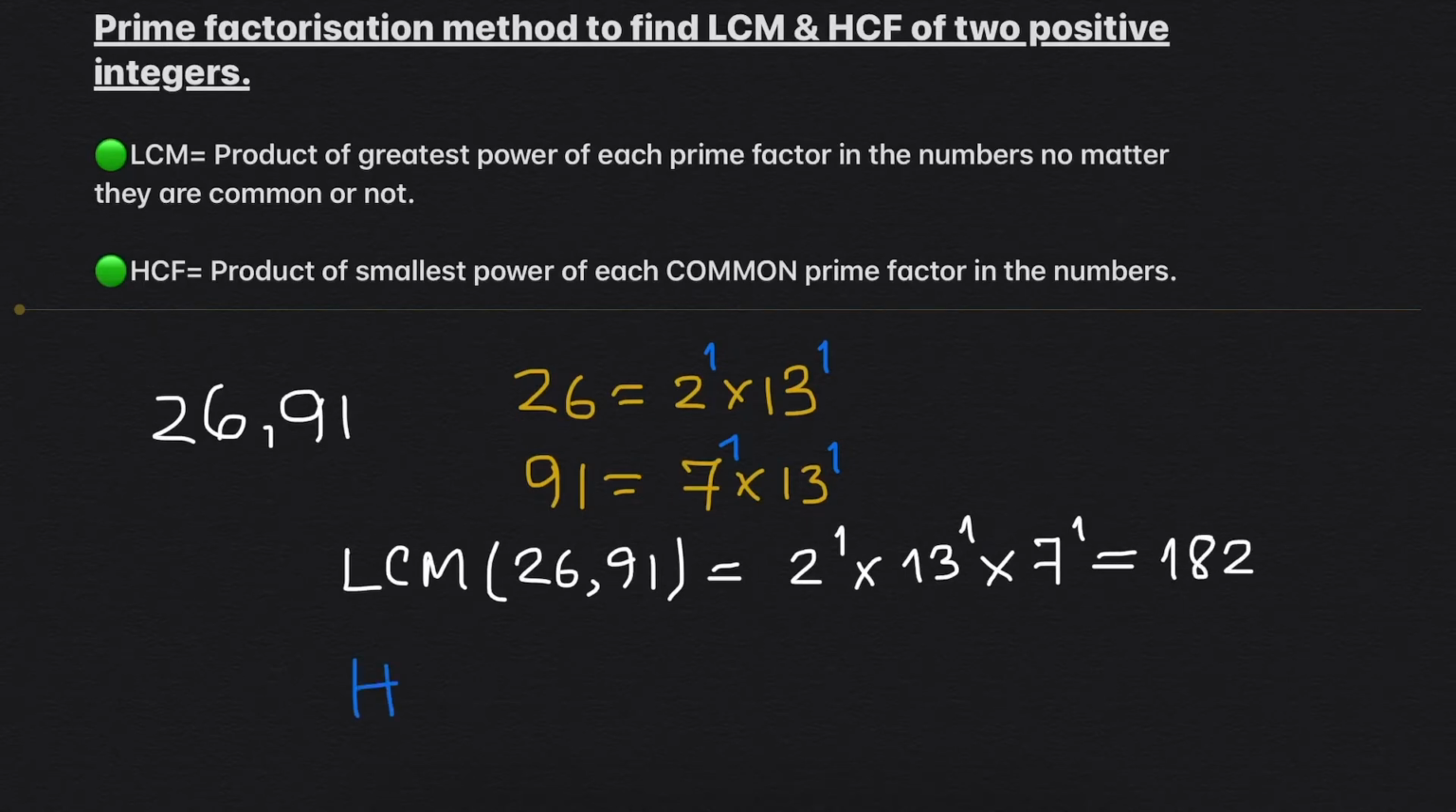Now let's find the HCF of 26 and 91. It is the product of the smallest power of each common prime factor in the numbers. Between 26 and 91, 13 is the common prime factor and the smallest power is 1, so our HCF would be 13 to the power 1, that is 13.